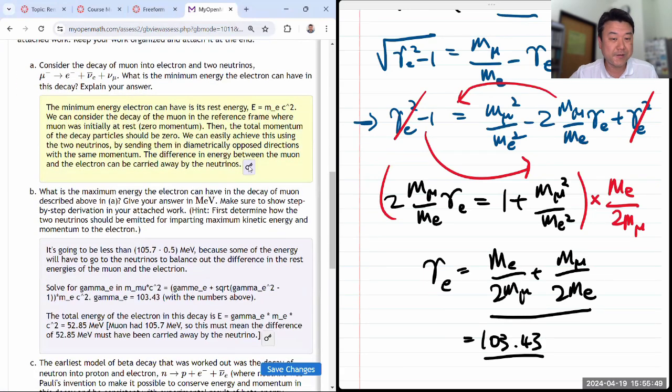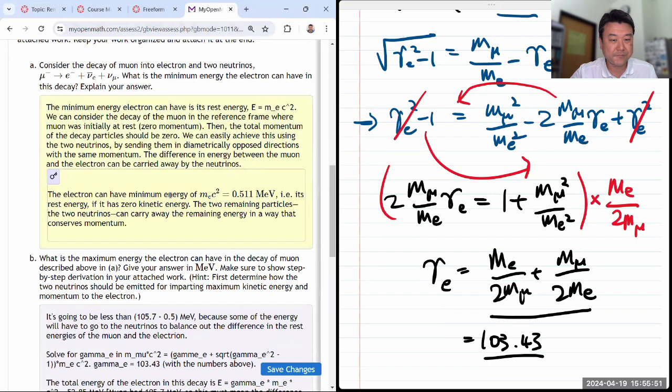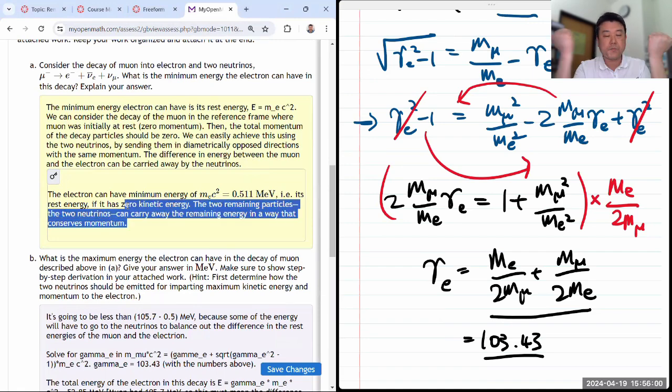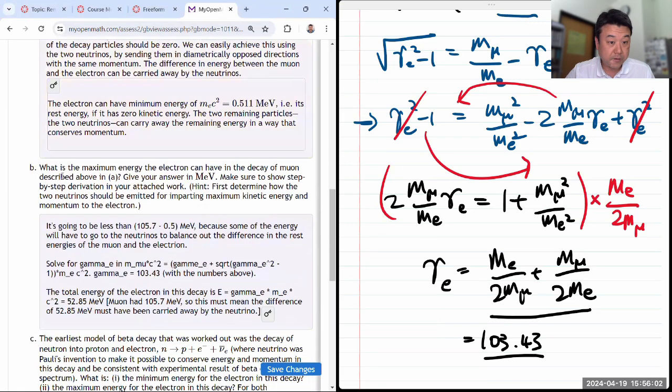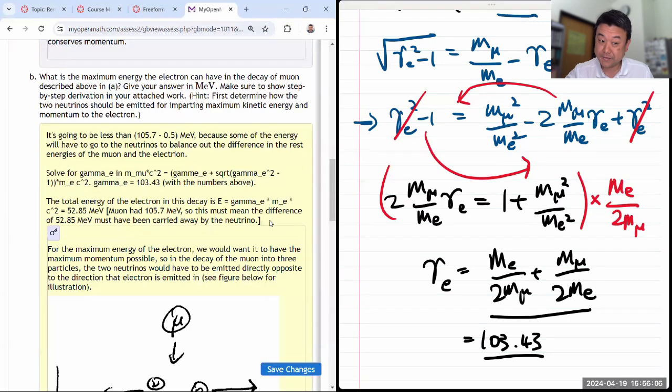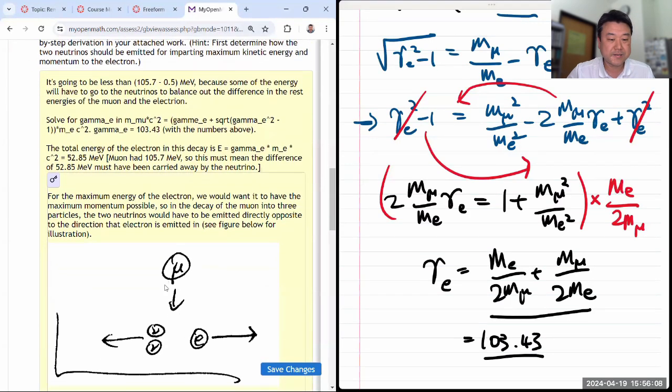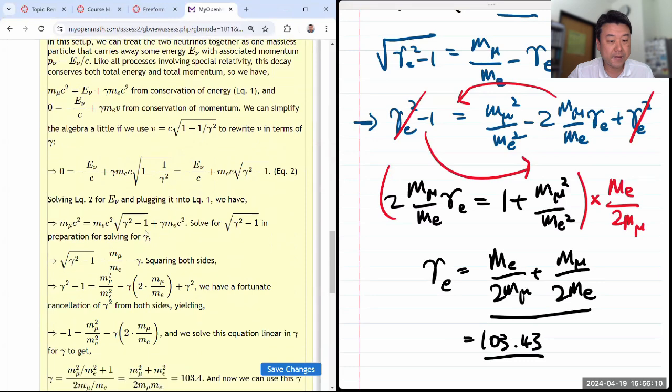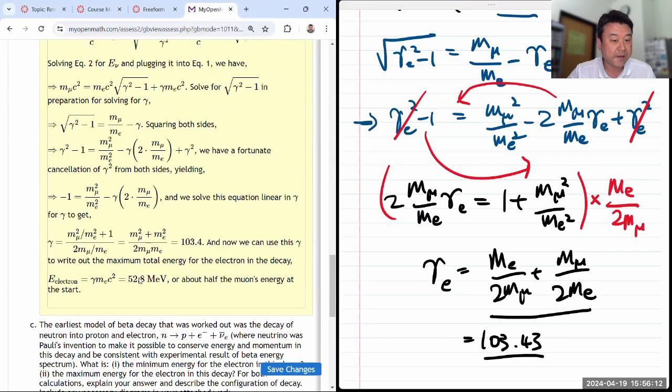Okay, what is the minimum energy? Let's hope. Yeah, it's rest energy. Yeah. So, yeah, too many particles carry away in a way that conserves momentum. Yeah, just go opposite. Okay, what is the maximum energy? I calculate 52.85. Is it? So yeah, this is the setup, and doing all this calculation. Yeah, 52.8, about half of the muon's energy.